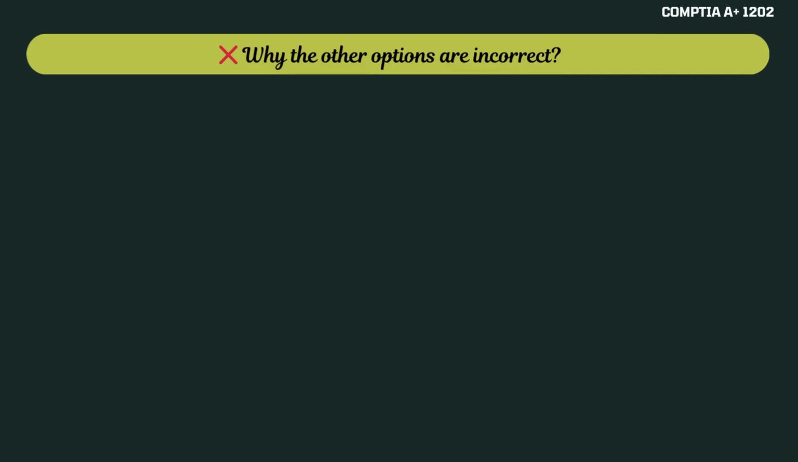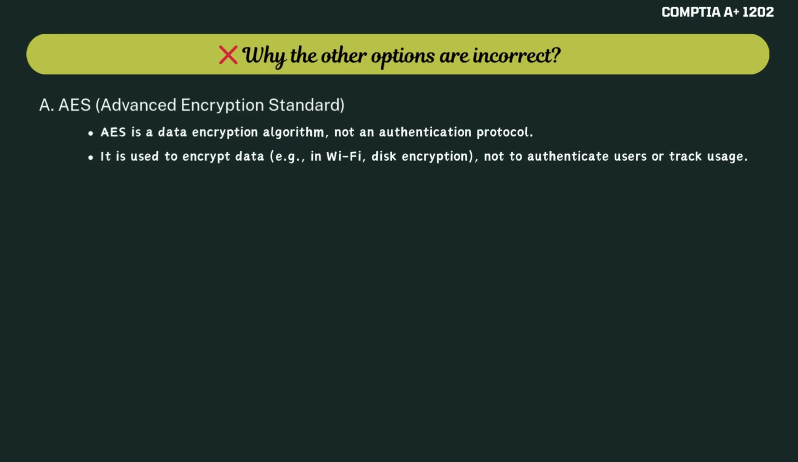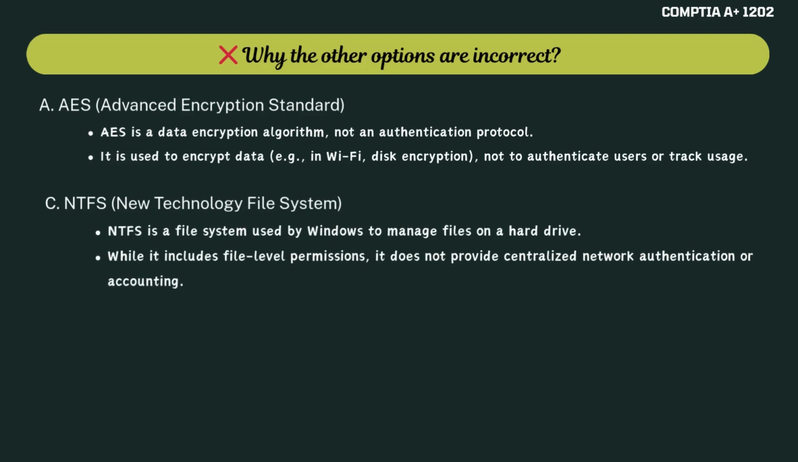Why the other options are incorrect? A. AES. AES is a data encryption algorithm, not an authentication protocol. It is used to encrypt data, e.g., in Wi-Fi, disk encryption, not to authenticate users or track usage. C. NTFS. NTFS is a file system used by Windows to manage files on a hard drive. While it includes file-level permissions, it does not provide centralized network authentication or accounting.